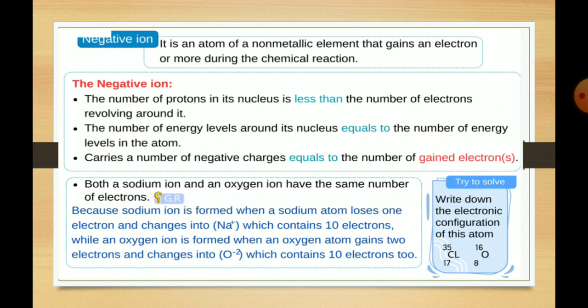So give reason, both the sodium ion and the oxygen ion have the same number of electrons because the sodium ion is formed when a sodium atom loses one electron and changes into Na+, which contains 10 electrons, while an oxygen ion is formed when an oxygen atom gains 2 electrons and changes into O2-, which contains 10 electrons too.